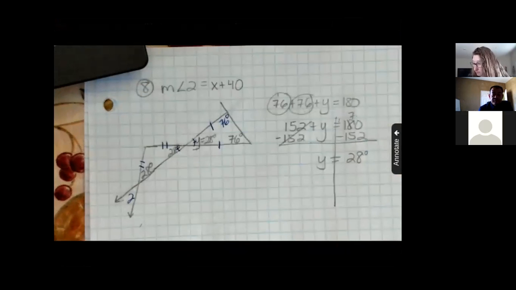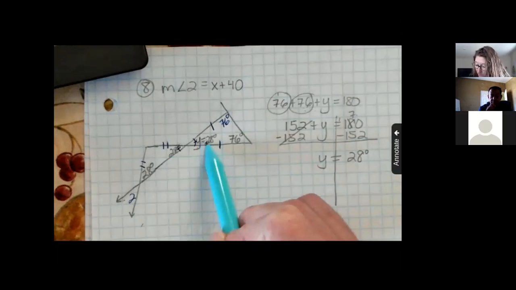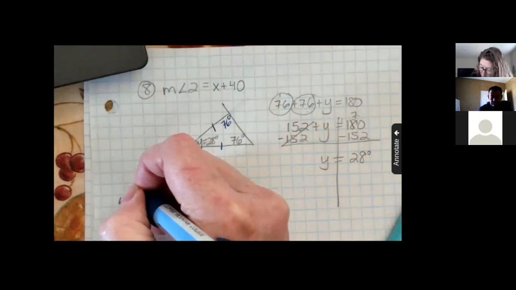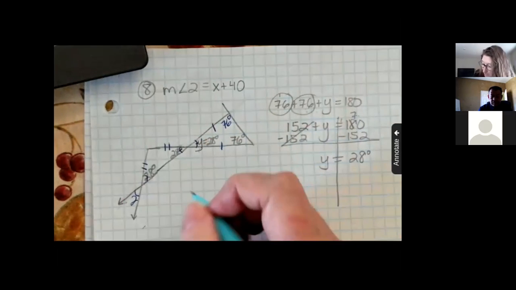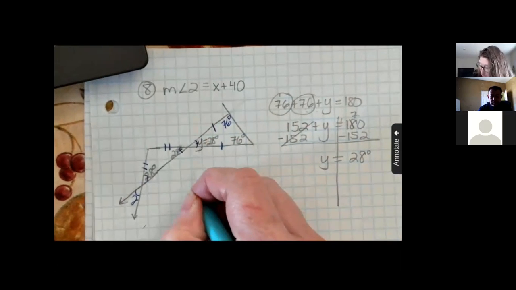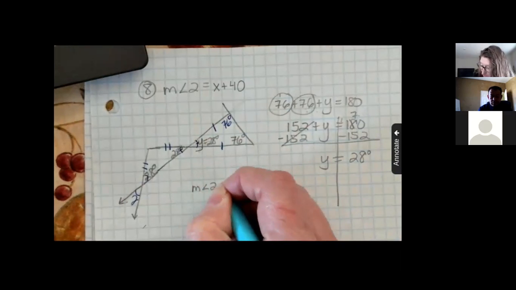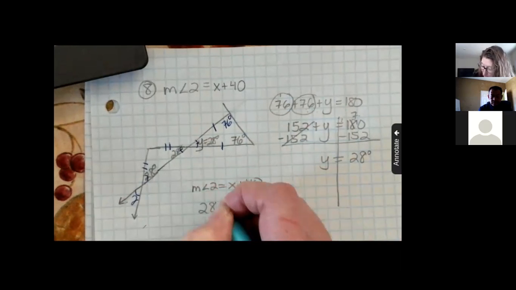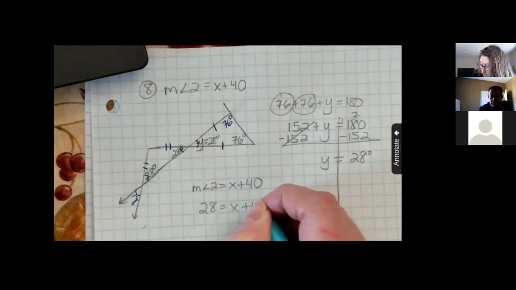That's what you should know, that vertical angles are congruent. Okay, and vertical angles are across from each other. They're on the opposite end. So in this case, the measure of angle 2 will be congruent to 28. Does that make sense? Because these are vertical angles as well. These are actually the same, okay? So now, because we know the measure of angle 2, we simply replace it with 28, and then we solve for x.